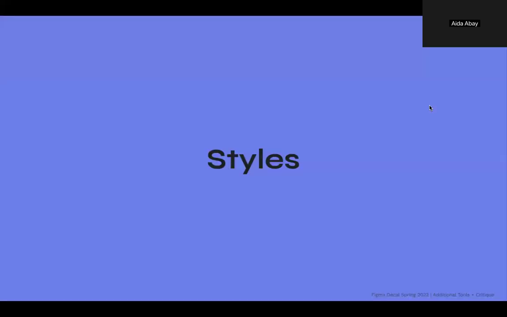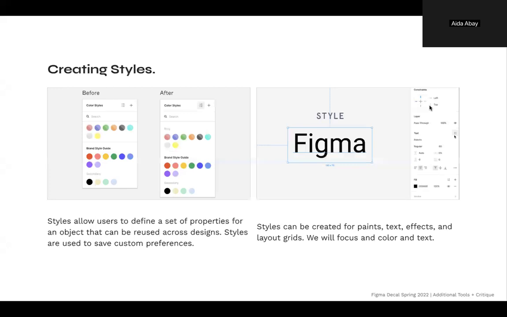And styles. So creating styles. Styles allow users to define a set of properties for an object that can be reused across designs. So styles are used to save custom preferences. Within your file, you can create a style that others can access, and then it'll always reset to that whenever you click type or whenever you put in a color. It always starts off with the style that you chose.